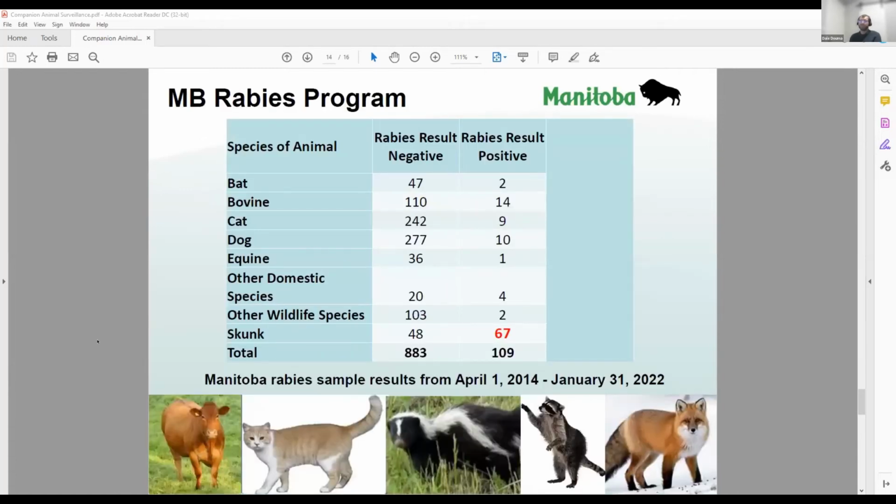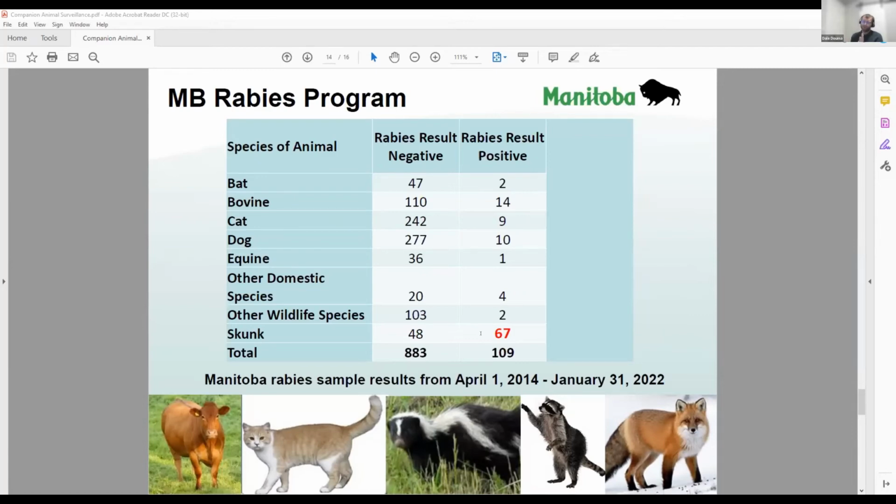The other thing we do look at is some of our regulatory control programs. So rabies being kind of the main one that people think about. Obviously, rabies affects more than companion animals. In Manitoba, the vast majority of samples come from companion animals, but most of the cases do not. So if you look at our rates here, obviously skunks drive our rabies program, or drive the rabies outbreaks in Manitoba.